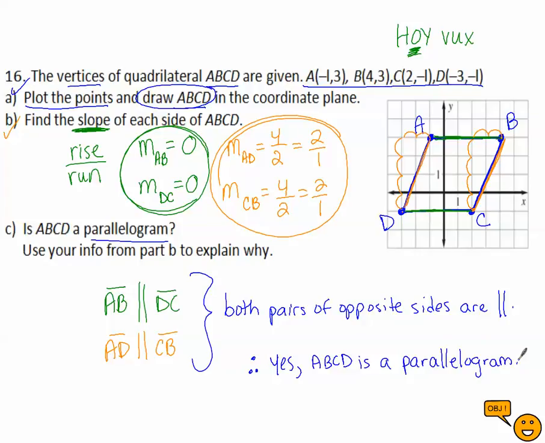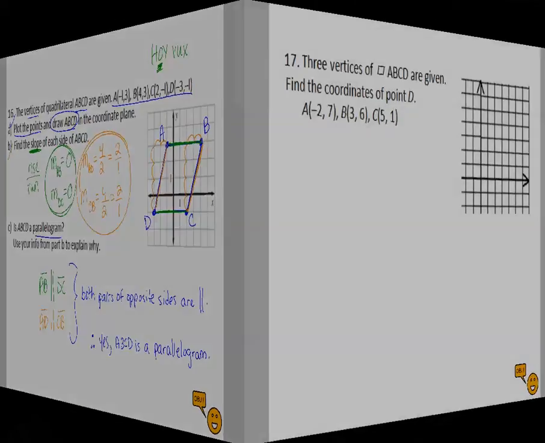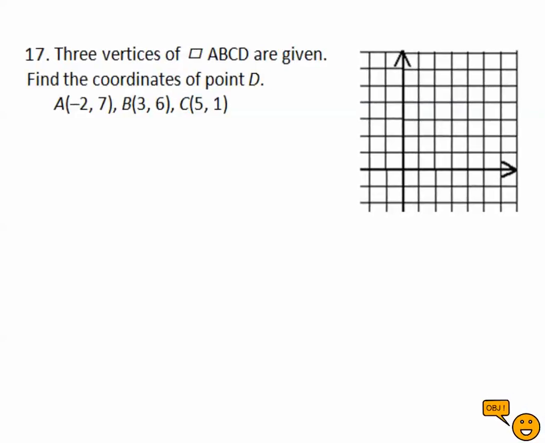Let's try a similar example, but this time we are looking to find the fourth coordinate. 3 vertices of parallelogram ABCD, that tells us it's a parallelogram, are given. Find the coordinates of point D. So we're going to plot the first 3 points. A is -2, 1. B is 3, 6. C is 5, 1. And D, I don't know where it is.